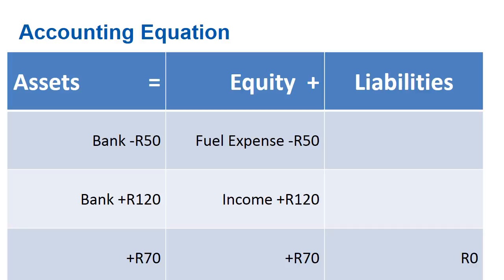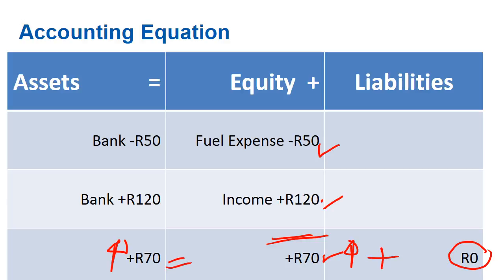Equity is affected. The income she earned of 120 Rand increases her equity, and the fuel expense of 50 Rand decreased her equity. So the net effect on equity is that income minus expenses gives her an increase in equity of 70 Rand. The effect on liabilities is zero. So we see that the increase in her bank balance of 70 Rand is equal to the increase in equity of 70 Rand. So the left and right sides are equal.